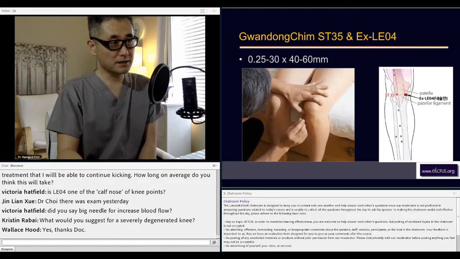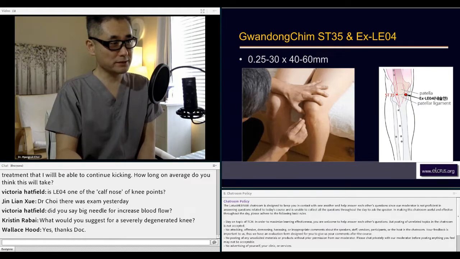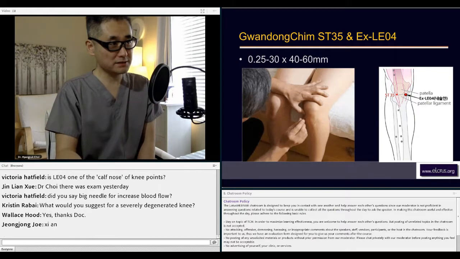And LE 04, Xi'an, and ST35, both ways. If the tear is on the medial side, ST35 is mandatory.